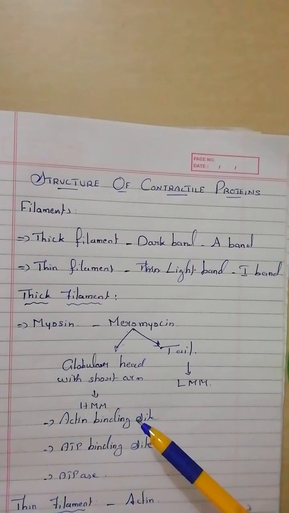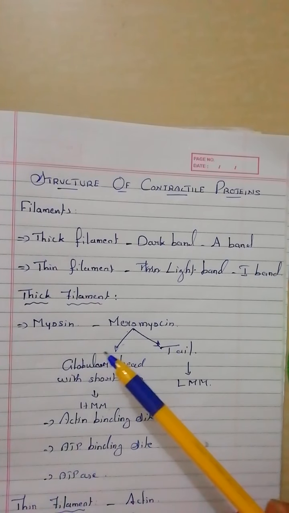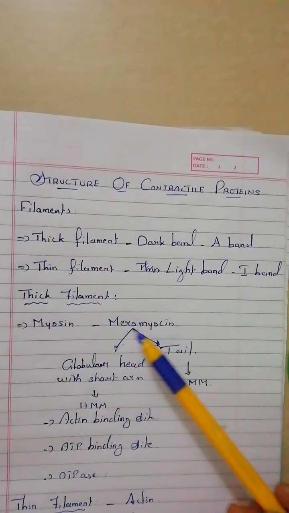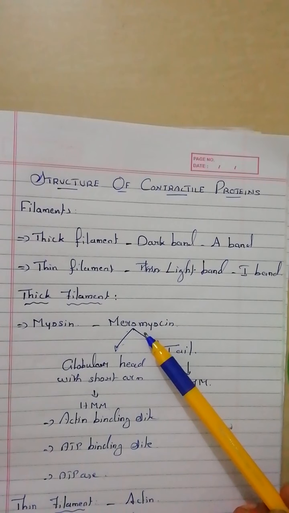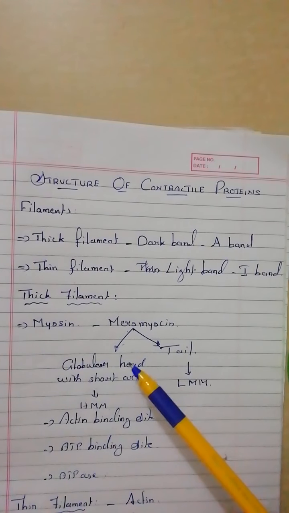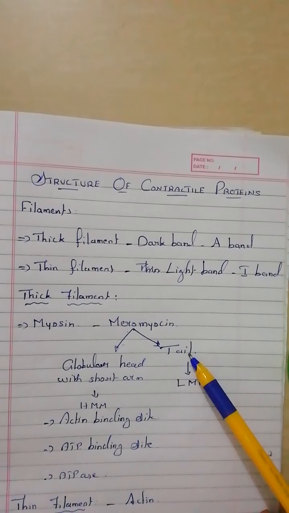Now let us discuss with the figure wherever this is located. Is it clear? So this thick filament is made up of myosin. Myosin is made up of this monomeric unit known as myosin. This myosin consists of two regions. One is this globular head and the second one is this filamentous tail, right?